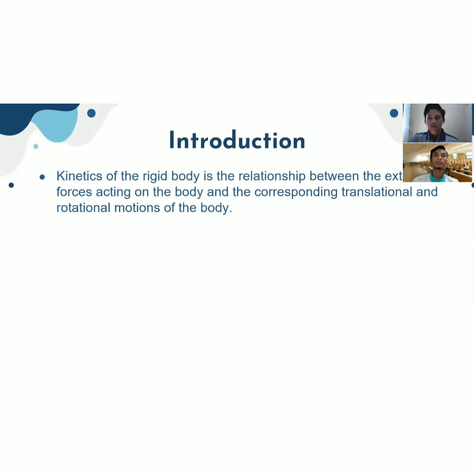So what is kinetic of rigid body? Kinetic of the rigid body is the relationship between the external forces acting on the body and the corresponding translational and rotational motion of the body. Before I continue, allow me to remind you that translational motion is when the object moves in a straight line like this. Rotational motion is when the object moves in a circle like this. So continue to the topic.